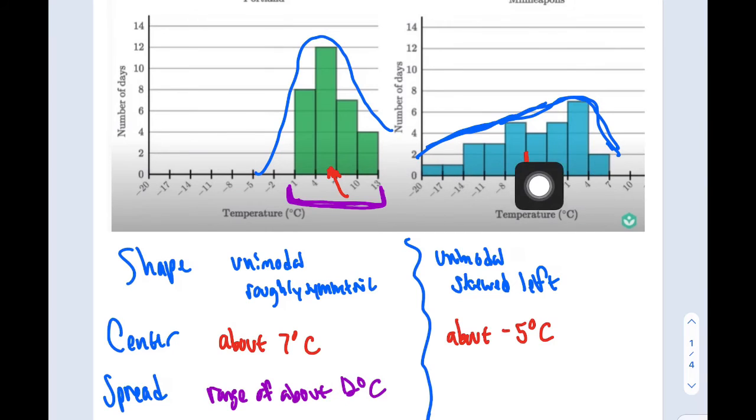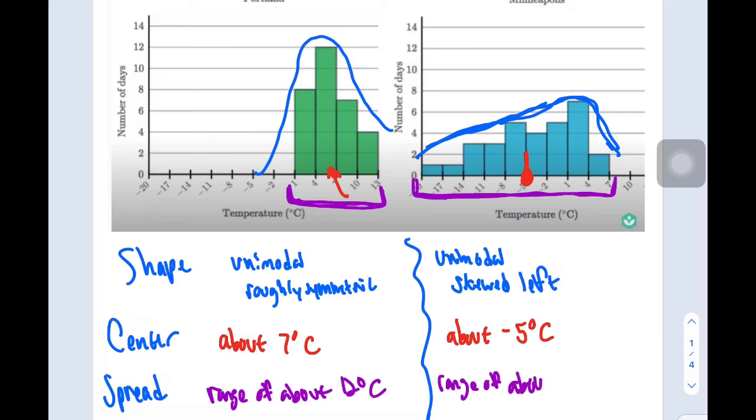Whereas over here for Minneapolis, we can see that we have a much wider range of temperature. That's why we say spread. This data is way more spread out. There's more variability within the temperatures of each of these days. So for Minneapolis, we go from 7 to -20. I can do 7 minus -20, or just do 20 plus 7. We have a range of about 27 degrees Celsius.